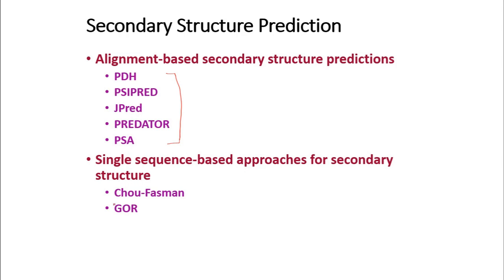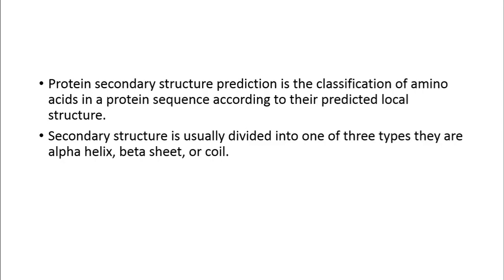Another type of method is based on single sequence based approaches. Say for example, methods like Chow-Fasman and GOR method are based on single sequence. So what are alignment based secondary structure prediction methods and how do they differ from single sequence based approaches? That is what our next focal point would be. Okay, so now let us talk about this. I have already told you, protein secondary structure prediction is nothing but classification of amino acids in a protein sequence according to their predicted local structure. That is what I meant.